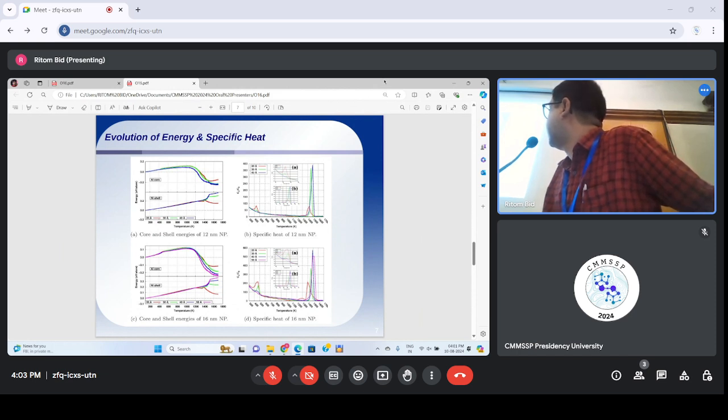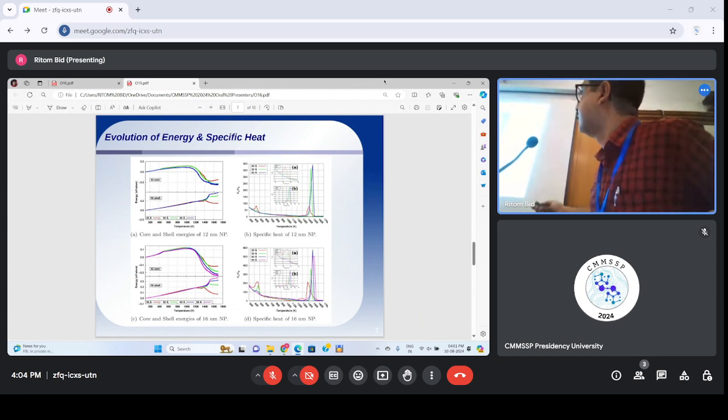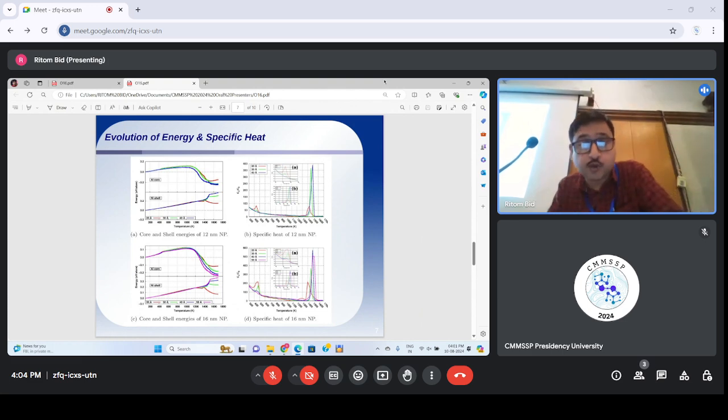dE/dT should be negative. Yeah, I guess. Yes, good point. I don't remember right now what I did. Maybe this is the absolute value anyway.